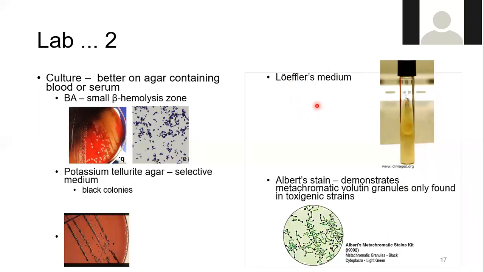And for samples cultured on Loeffler's media, or what is known as Dorset egg media, it's much easier to see large numbers of metachromatic volutin granules. And these granules are only found in toxigenic strains. So those would be the granules within the bacilli. So the granules are black, while the cytoplasm stains gray with the Albert stain.